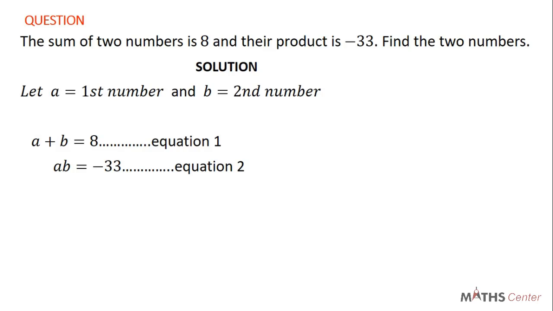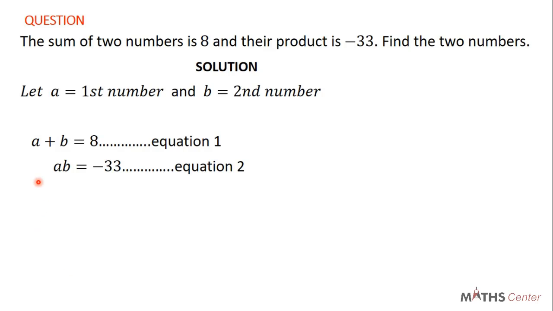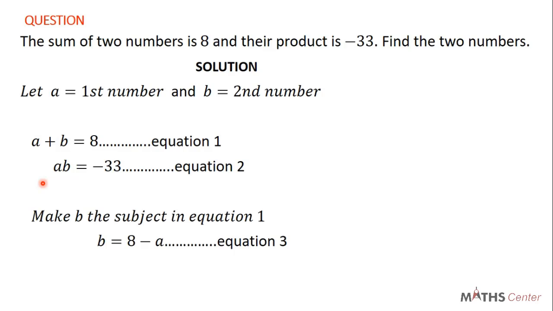Now, how do we solve this? In this type of simultaneous equation, you are going to use the substitution method. It's going to be difficult using the elimination method here, so you'll be using the substitution method. And in using the substitution method, we know that you make one of the variables the subject in one of the equations, then you substitute it into the other equation. So this is what you are going to do.